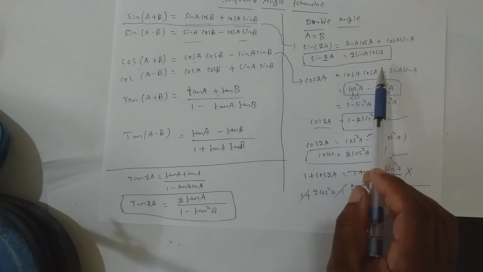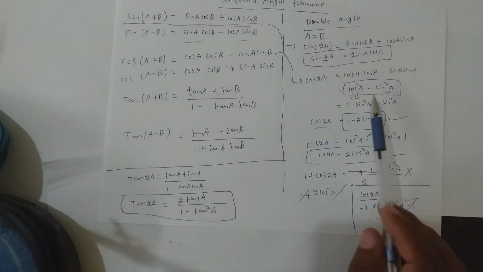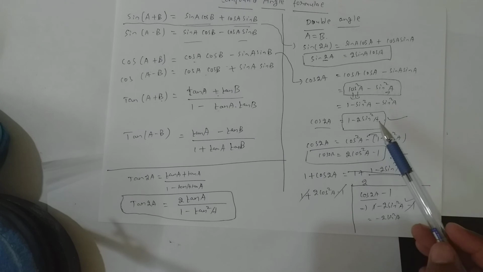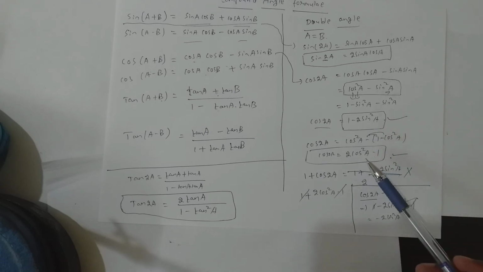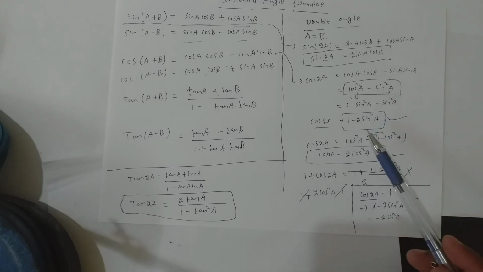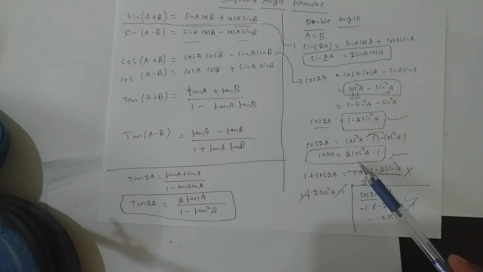Sin 2A is 2 sin A cos A. For cos 2A, I have got 3 formulas. Mostly we will be using these two, depending on how to cancel out 1. So it is cos square A minus sin square A, or 1 minus 2 sin square A, or 2 cos square A minus 1. And these are the formulas. They will be given to you in the formula set, but it is better if you know them. Am I clear? You don't need the proof, you should just know how they have come.